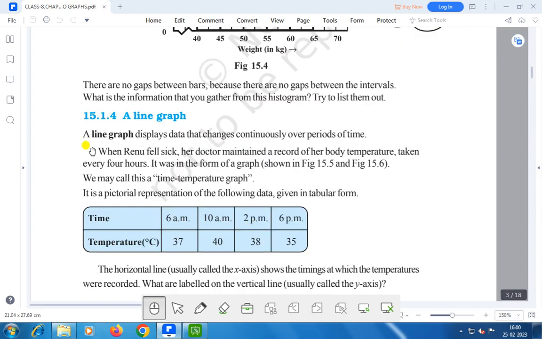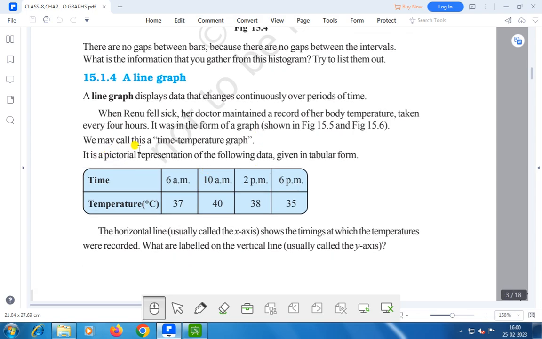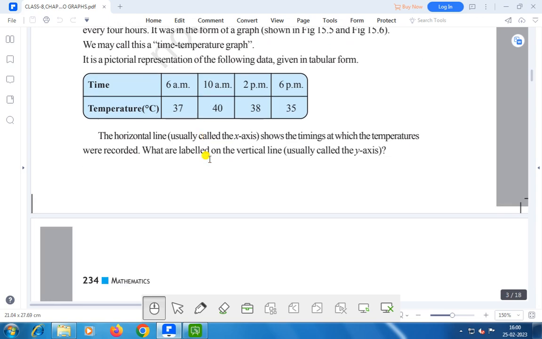Now we'll discuss a line graph. A line graph displays data that changes continuously over periods of time. When Renu fell sick, her doctor maintained a record of her body temperature taken every 4 hours. It was in the form of a graph as shown in figures 15.5 and 15.6. We may call this a time-temperature graph. It is a pictorial representation of the following data given in tabular form.